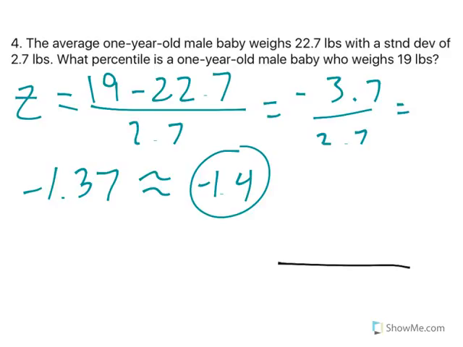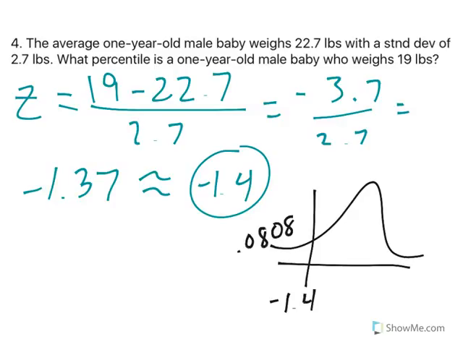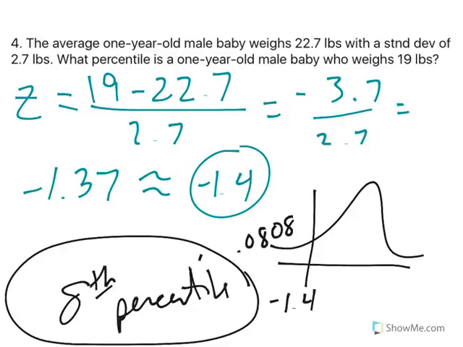Now, when I draw my picture, I've got negative 1.4 is over here, and we want to know the percentile. So we simply need to know what does that correspond to on our z-score table. And when I look it up, it's 0.0808. That translates to the 8th percentile. So a 1-year-old male baby who weighs 19 pounds is in the 8th percentile, meaning that kid weighs more than 8% of the male babies his age, which is not much. So that kid's little, needs to put on some pounds. Maybe, I don't know, eat a sandwich. All right, and that's it for your z-score practice.